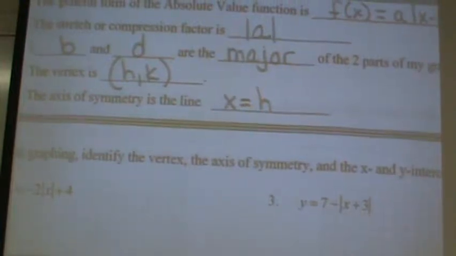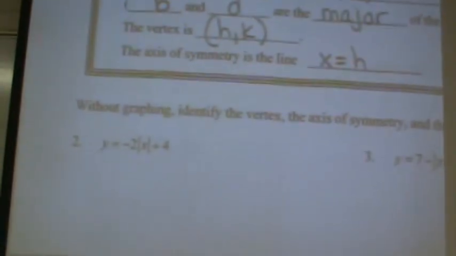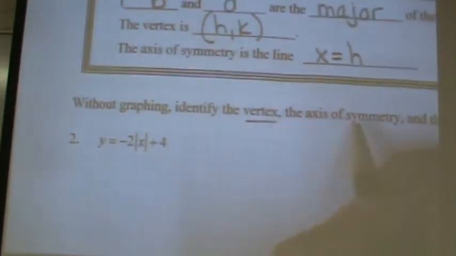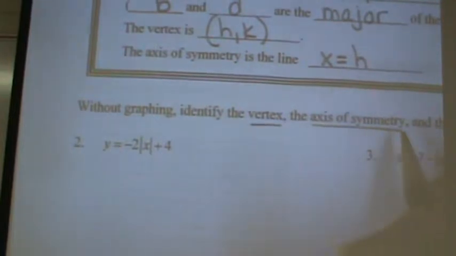All right, so let's talk about, I'm going to concentrate on these two things. The vertex and the axis of symmetry.